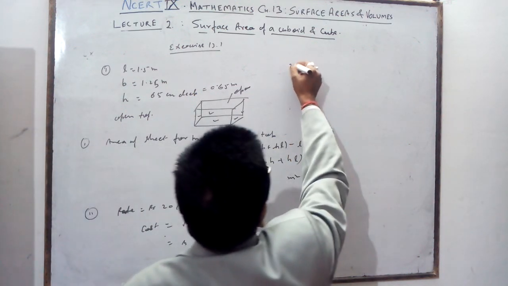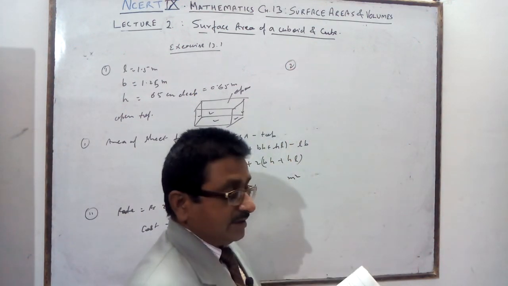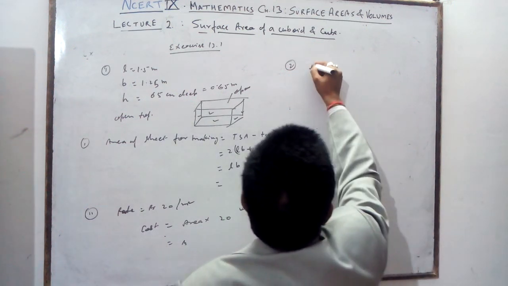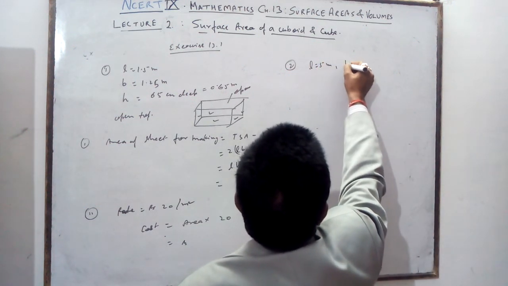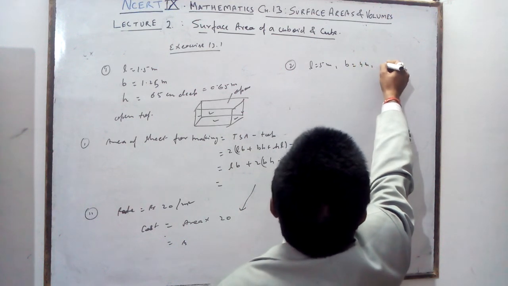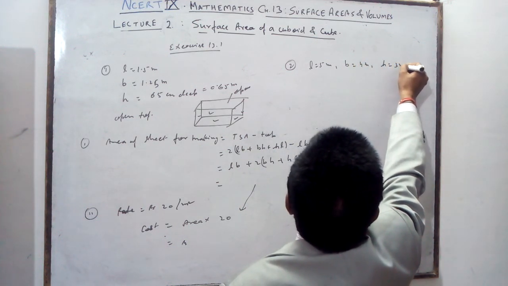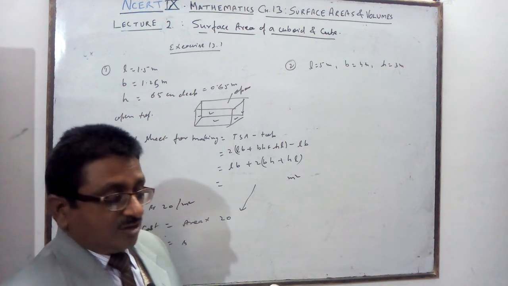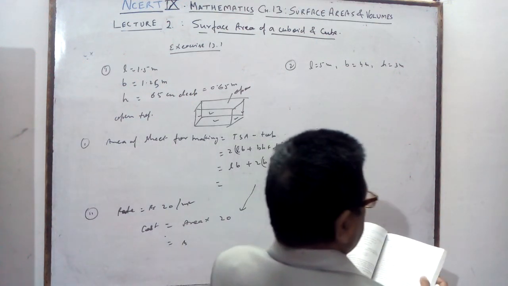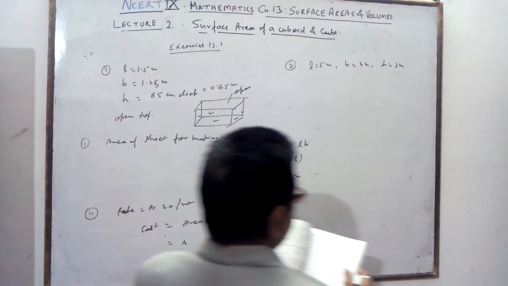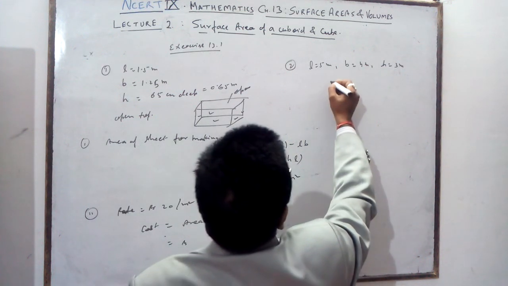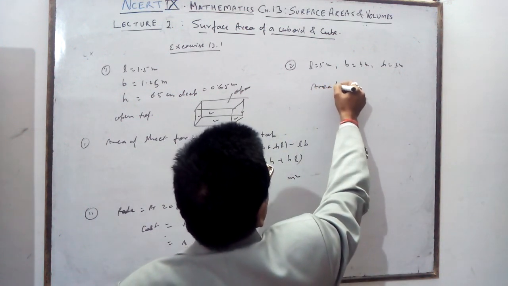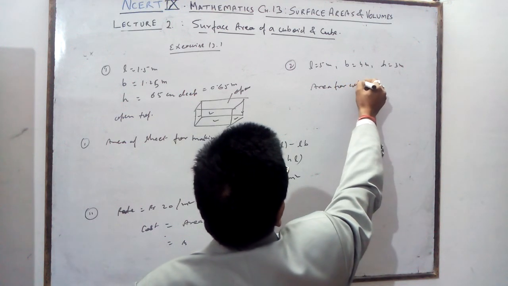Question number 2 is given in this. The length, breadth and height of a room are 5, 4 and 3. Length 5 meter, breadth 4 meter and height 3 meter. Find the cost of whitewashing the walls and the ceiling of the room at the given rate. Ceiling means the floor will not be included.